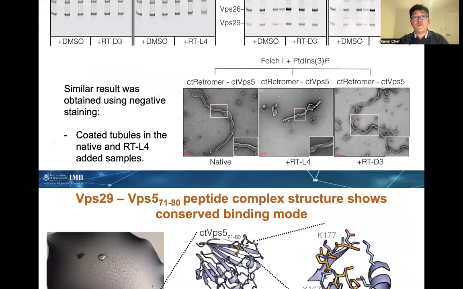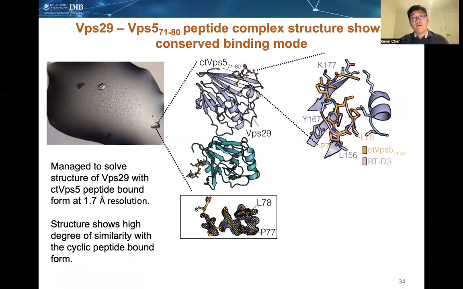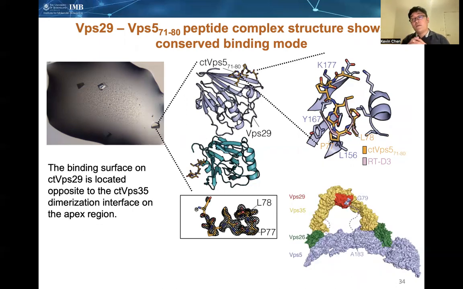So then we solved the structure, with just the PL motif as a peptide co-crystallized with VPS29. The structure looks just as we expected, with the PL motif binding to the conserved pocket where the cyclic peptide binds. Given this, what we think is that although VPS5 and VPS17 snakes are on the membrane surface with VPS26 on top of them, VPS5 in particular uses its N-terminal loop to bind to the VPS29 subunit on the retromer apex region. That is how we think this diagram works. And that's why if you mutate this region, or you mutate VPS29, you lose the binding, because this is the key region involved in the interaction, and it then settles down on the membrane surface onto VPS26.